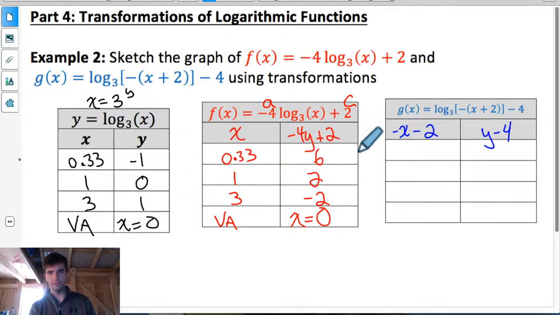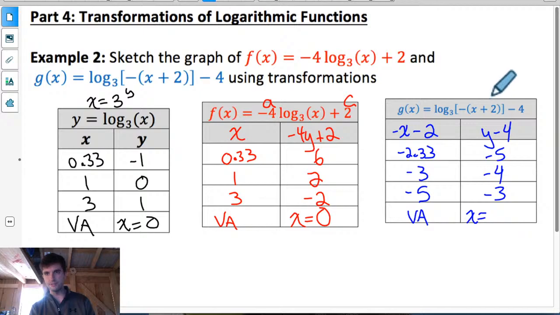So let's plug them in. Plug in 0.33 for x, and we get negative 2.33. Plug in 1 for x, we get negative 3. Plug in 3 for x, we get negative 5. And then we'll do the y values, plug them into this equation we made here, y minus 4. So we get negative 5, negative 4, negative 3. And the vertical asymptote is equal to x equals whatever the d value is. And in this case, the d value is negative 2. So x equals negative 2. Remember, the d value is always the opposite sign of what you see. So let's graph these points.